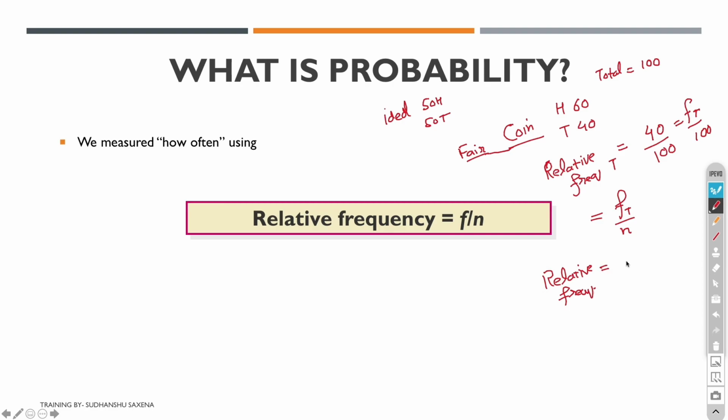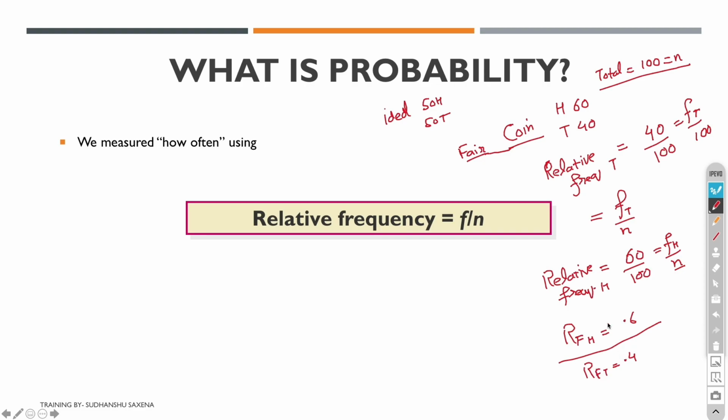The relative frequency of heads would be the number of times I get heads divided by the total number of events I have got in this experiment. So I will say f_h divided by the total number of events, which is n. N always remains the same because the total is 100 over here. So the relative frequency of head is 0.6 and the relative frequency of tail is 0.4. Don't ever get confused between relative frequency and probability.